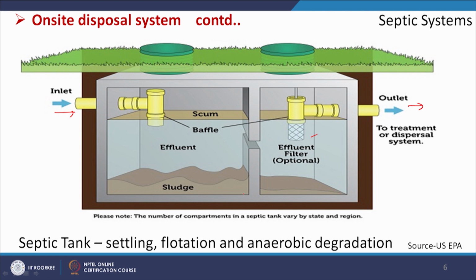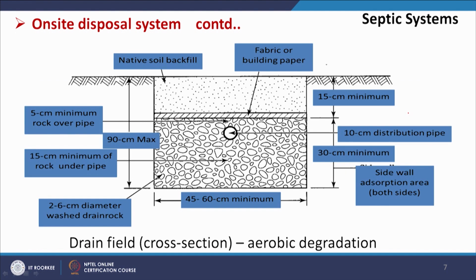And in this case, anaerobic conditions prevail. So, anaerobic degradation takes place, and when it is going out of it, if a sewer line is not available, then we will go for aerobic degradation in the drain field. The drain field is designed in such a way that effective degradation of the organics present in the wastewater is possible.